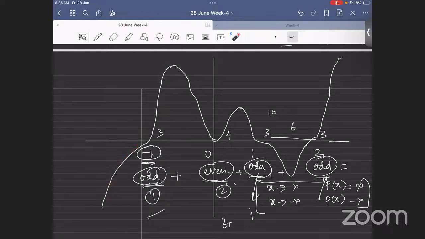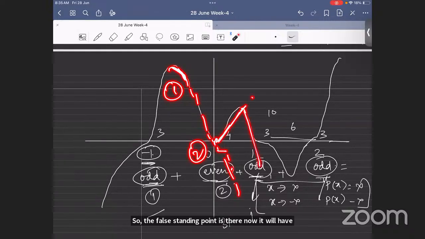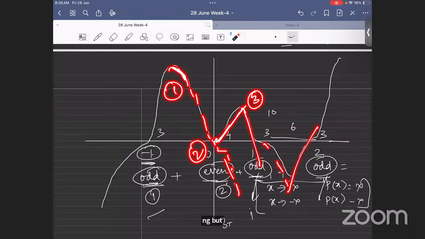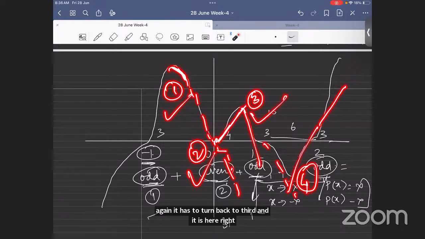So you can see that it started like this, it goes like this, but it wants to go like this one. So the first turning point is here. Now it started going, but it will have to turn back, so the second is here. Again it has to turn back, so third, and it will go again. It has to turn, so the fourth is here, right? So there are four turning points: 1, 2, 3, and 4.